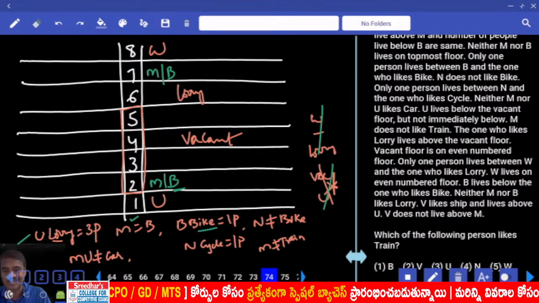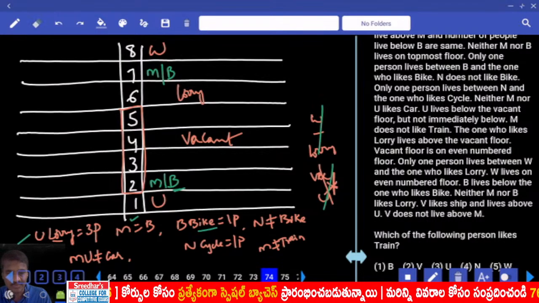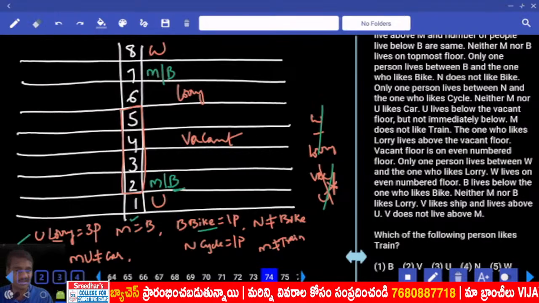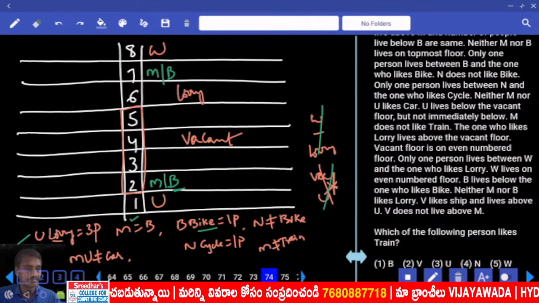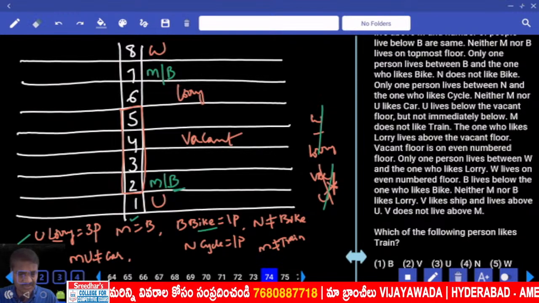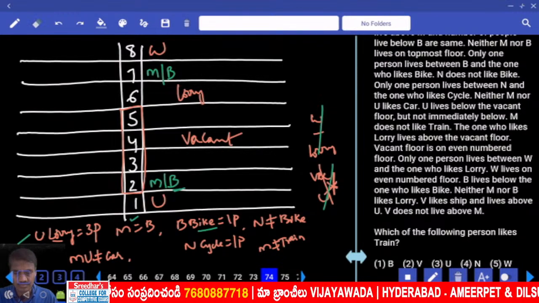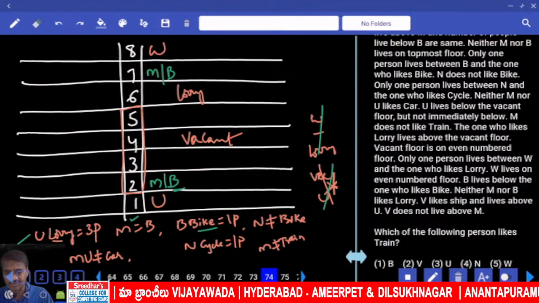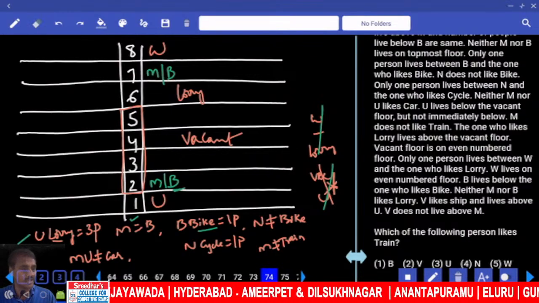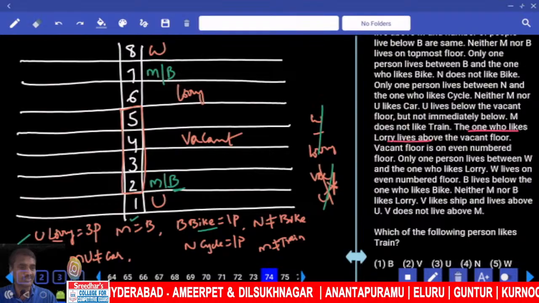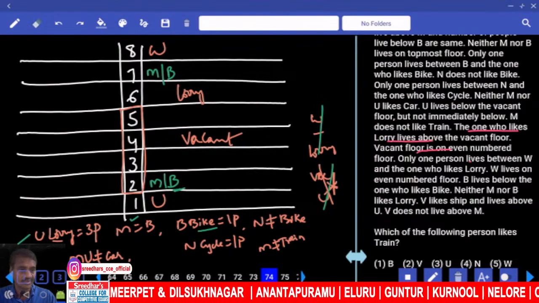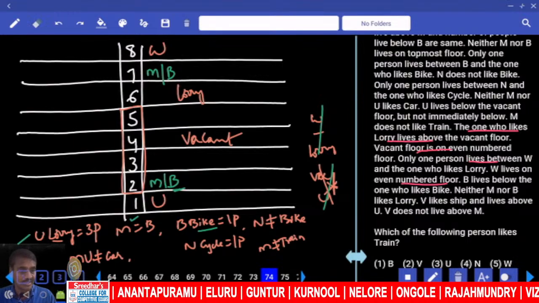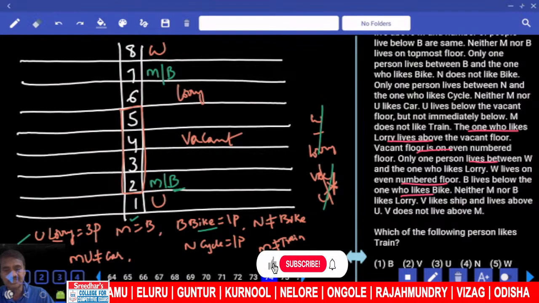Now B and bike there is exactly 1 person. And N does not like bike. N and cycle, 1 person. M is not train. Do we have any other information? Fine. And B is below bike. We haven't gone to the last yet. Then the one who likes lorry is above vacant, even. Only one between W and lorry. W lives on an even number floor. Fine. B lives below the one who likes bike.